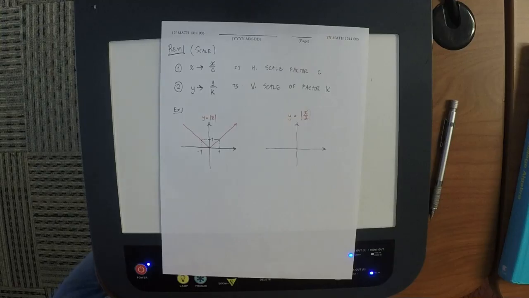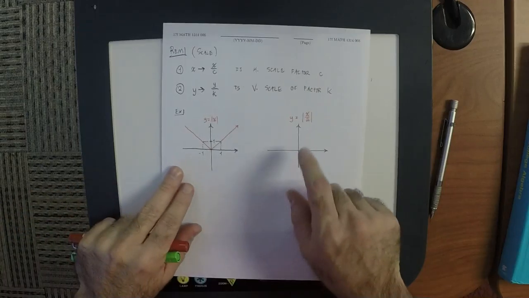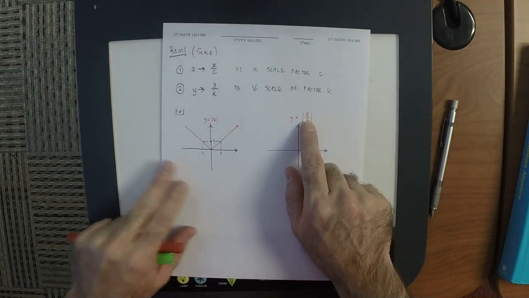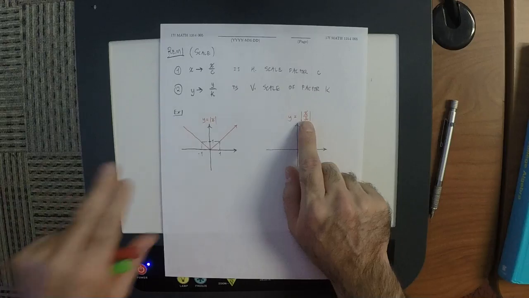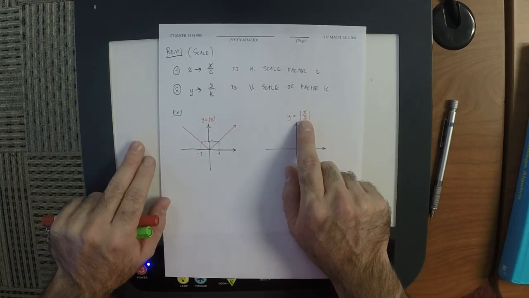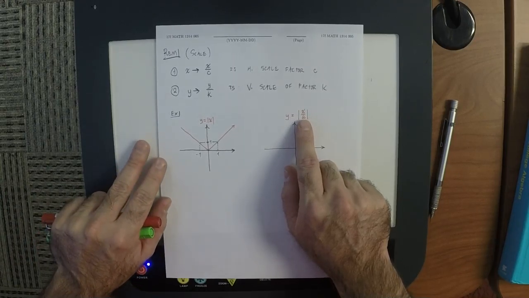Okay, then, of the horizontal transformations, we have two varieties. We have shifts and scales. Is this one a shift or a scale? Scale. Because shift and scale are associated to arithmetic operations. A shift is add or subtract. A scale is multiply or divide. So because this is with x, it's horizontal. Because this is a division, it's a scale. So this is a horizontal scale.